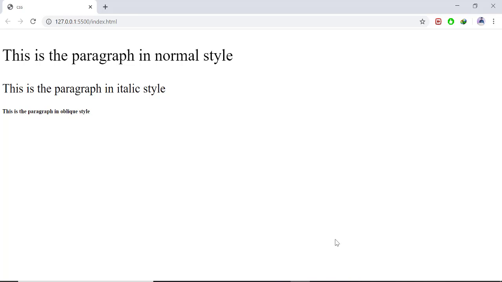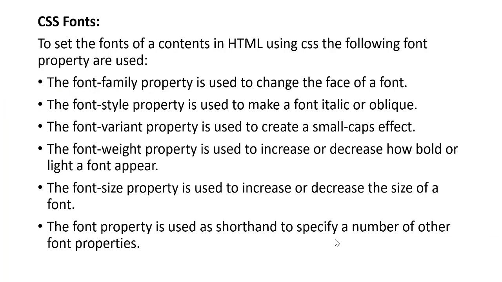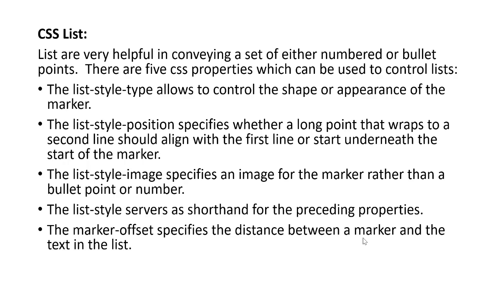Okay, this is all about CSS text. Now this is all about CSS font. Now next one is CSS list. Lists are very helpful in conveying a set of either numbers or bullet points. There are 5 CSS properties which can be used to control lists. The list style type allows you to control the shape or appearance of the marker.